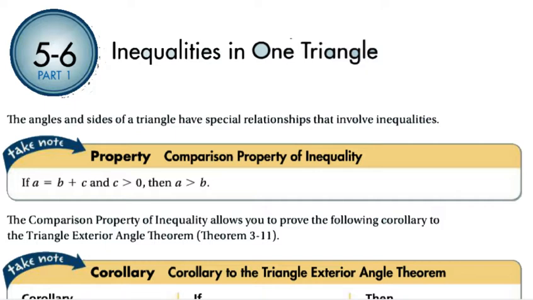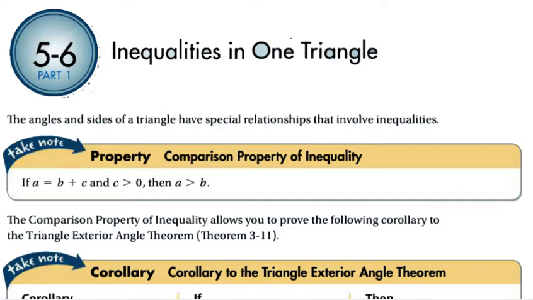Welcome back to lesson 5-6. This is part 1 of 2 on inequalities in one triangle. And we are going to talk about the special relationships that occur in sides and angles of triangles.